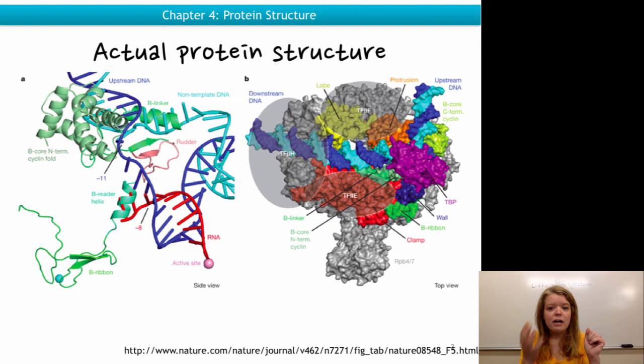Now, here is the actual structure on the left, just of the catalytic areas, and on the right of the whole shebang of the RNA polymerase. And hopefully you can see how the structure of the protein determines how the protein will function. You can see how, in this area, the multiple helixes of the RNA polymerase are holding the upstream DNA and allowing it to unwind so that the RNA can be synthesized in the active site location.